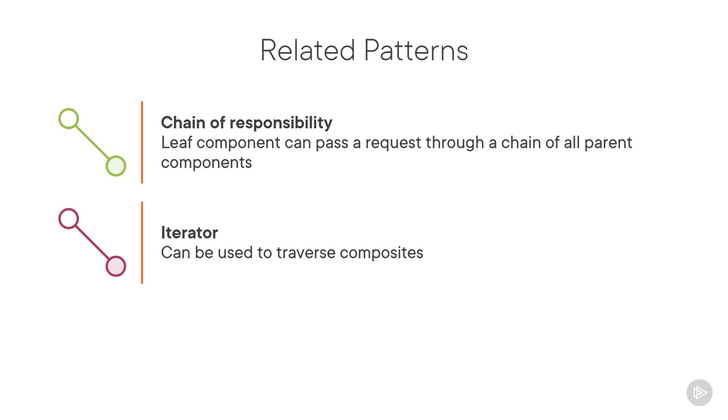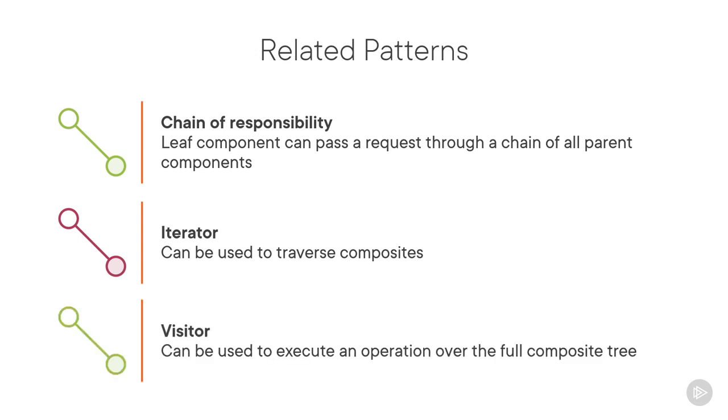It's also related to the iterator because an iterator can be used to traverse composites. Lastly, the visitor pattern can localize operations and behavior that would otherwise be distributed across composite and leaf classes. You can thus use it to execute an operation over the full composite tree.